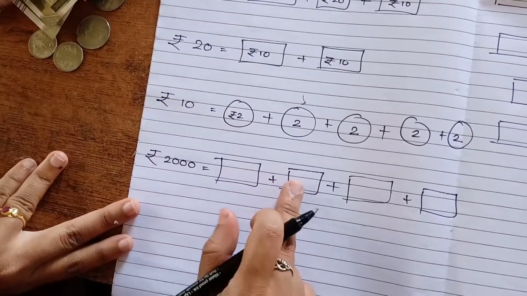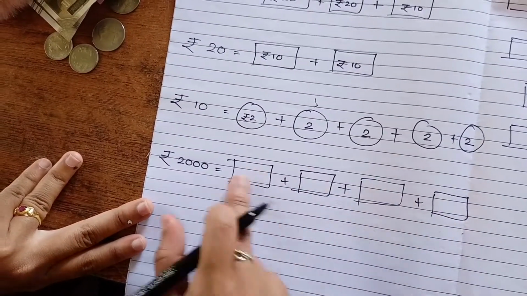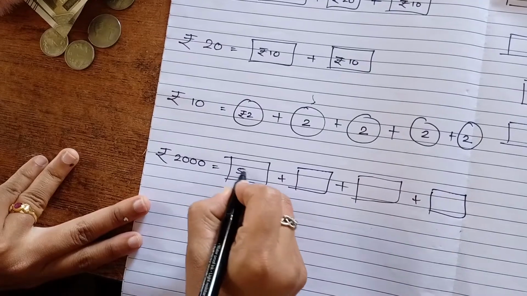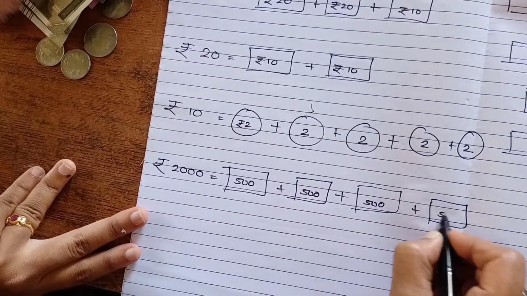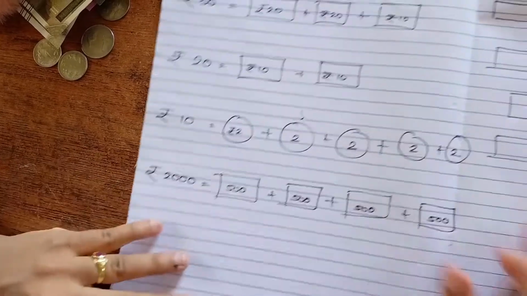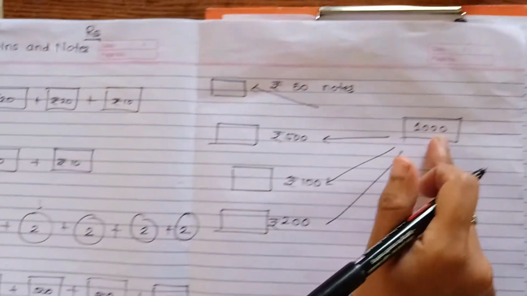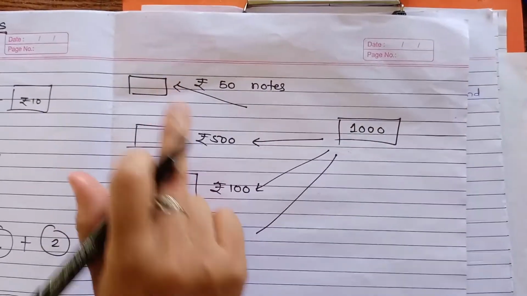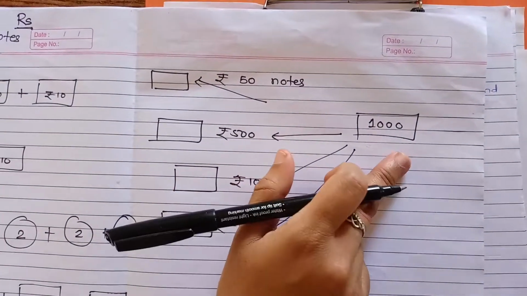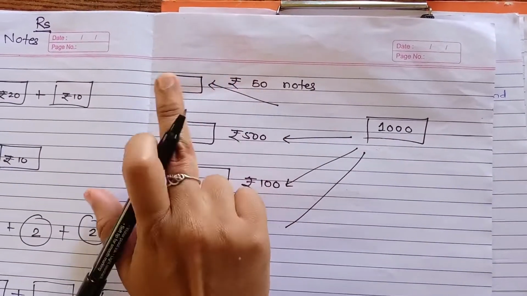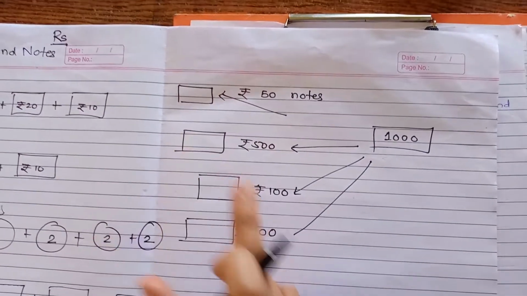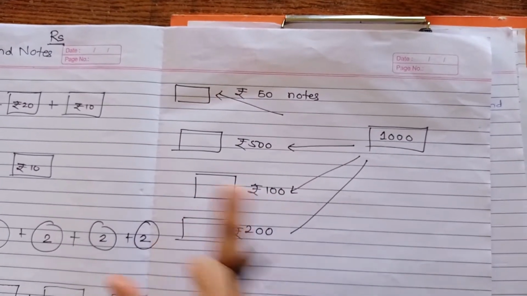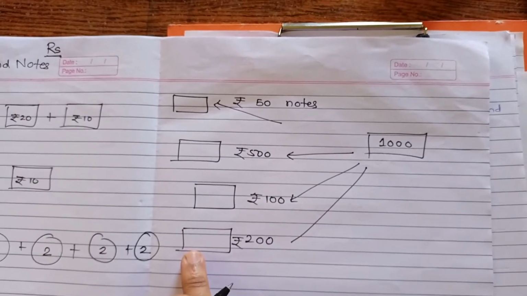2000, how am I going to mention it in 4 particular notes? Yes, I am going to take 500, 500, 500 and 500. Now the next part of this is 1000 rupees. How are we going to mention it in this particular format? For example, 1000 rupees. How many 50 rupee notes do you require? How many 500 rupee notes? How many 100 rupee notes? And how many 200 rupee notes?